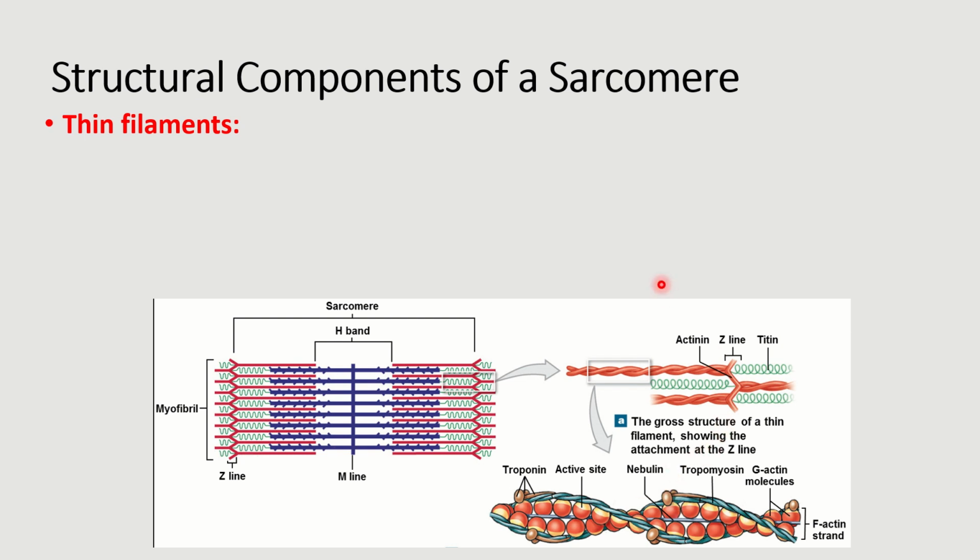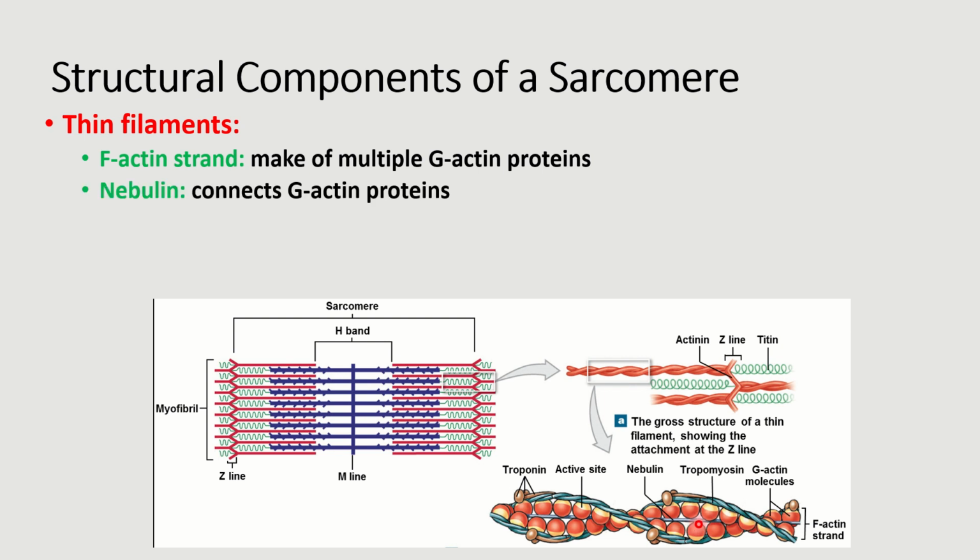So the different parts of the thin filament, one is the F-actin strand, which is made of the G-actin molecules, and they are connected together with the nebulin protein. So this is a nebulin protein, and the G-actin molecules are connected and twisted, making a strand. Then is the nebulin, which I just mentioned, and the tropomyosin.